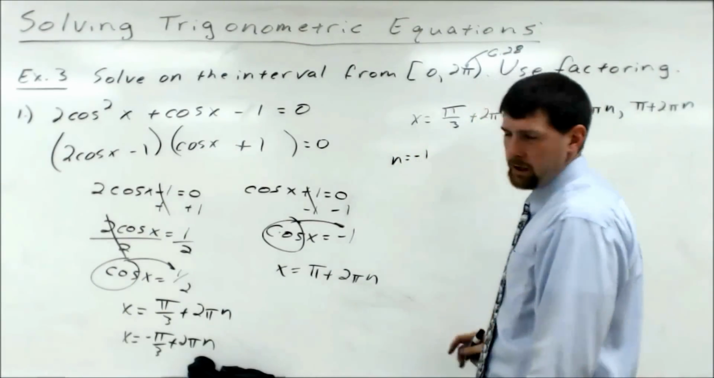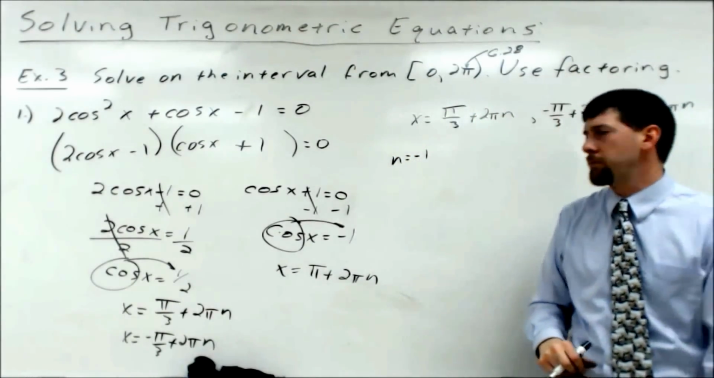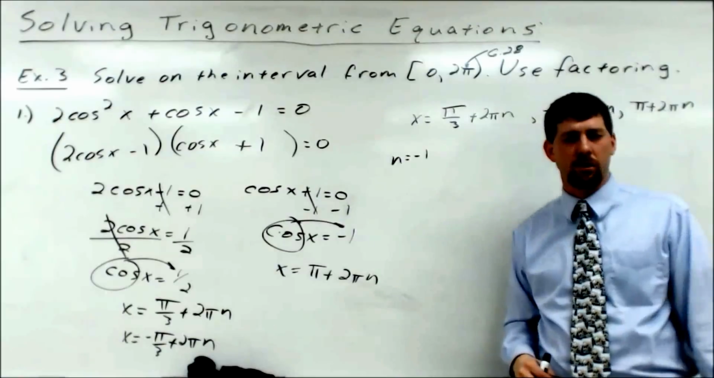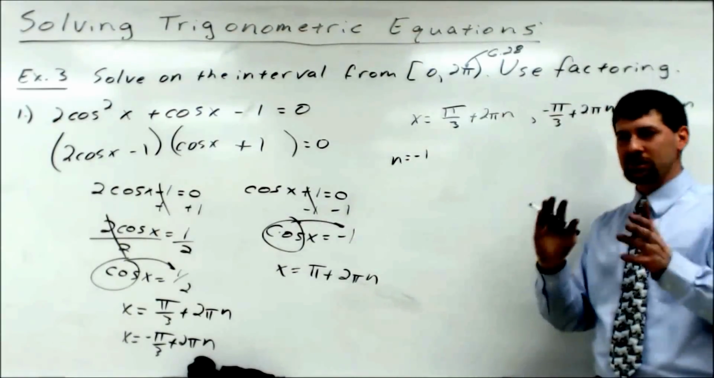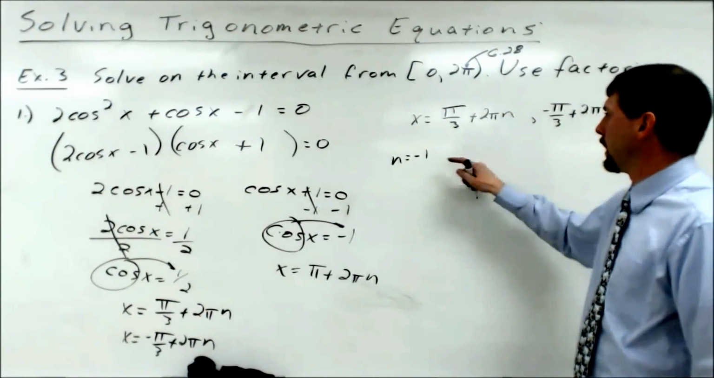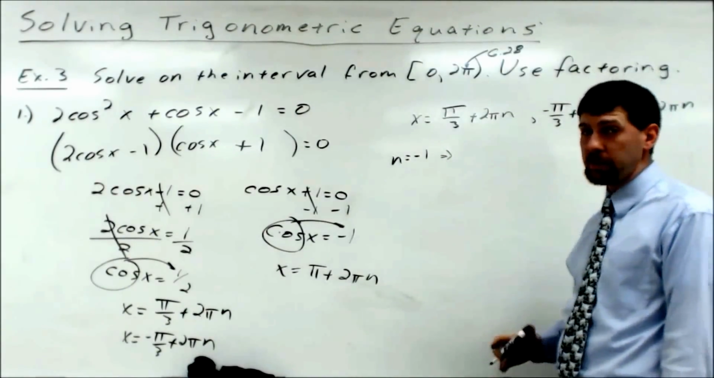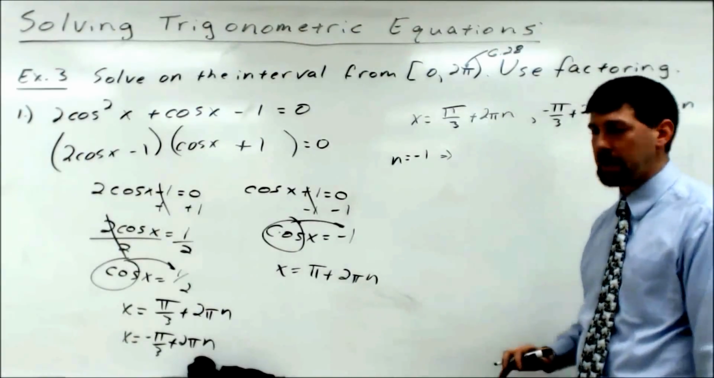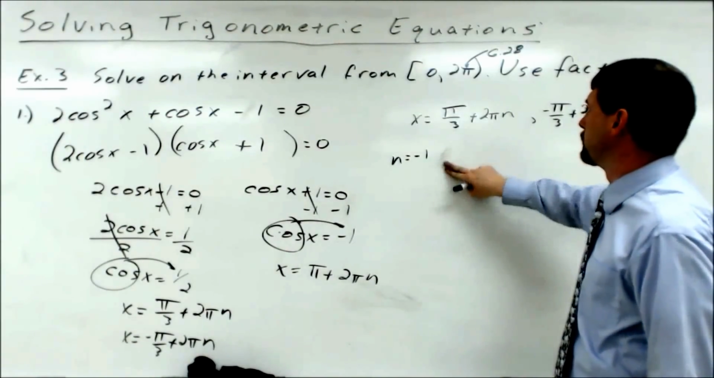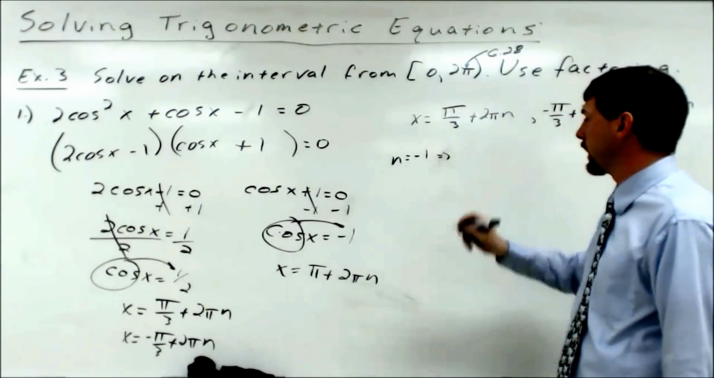I'm going to try n equals -1. Like I mentioned in the last lecture, I should have started with -1 on the off chance that something has occurred to cause that to work. Rarely does it work, but sometimes it does, just depending on what the angles are.